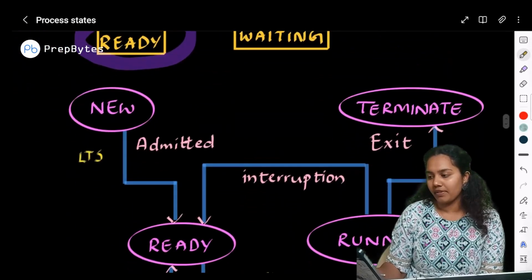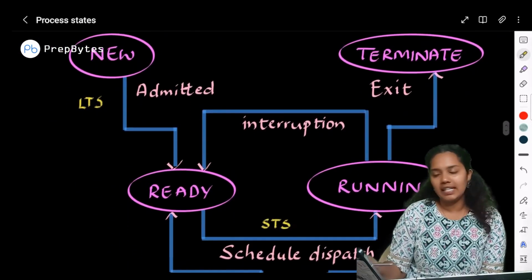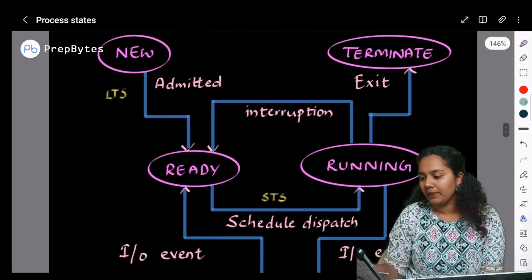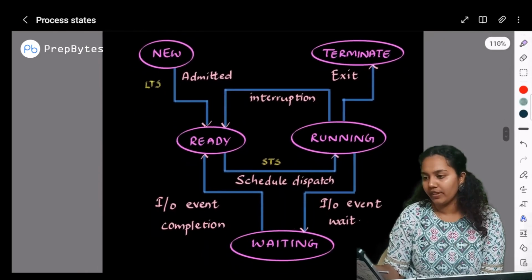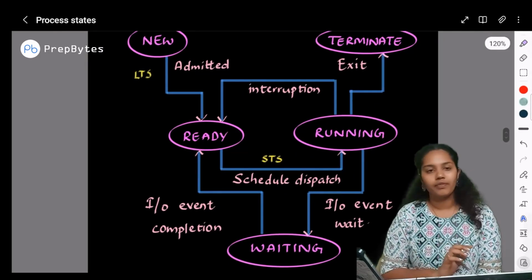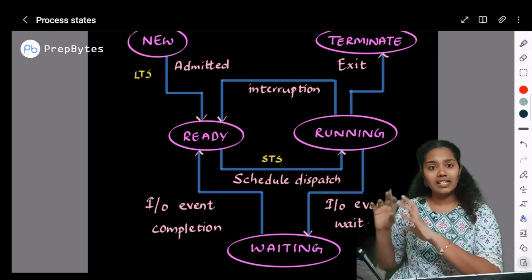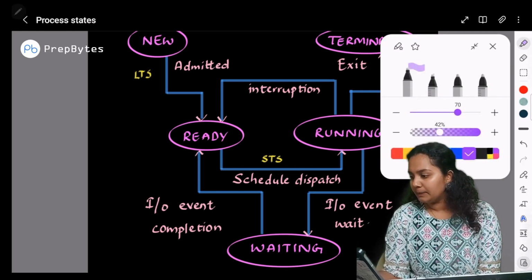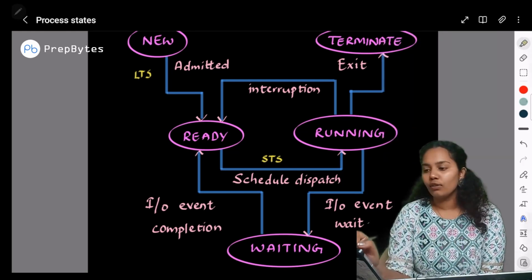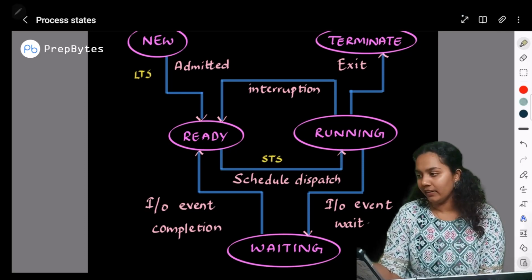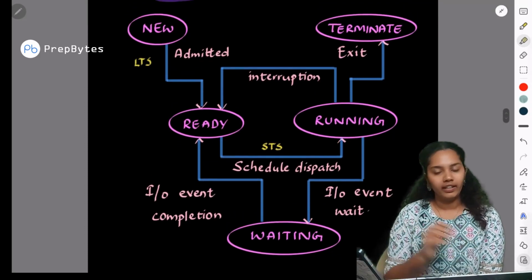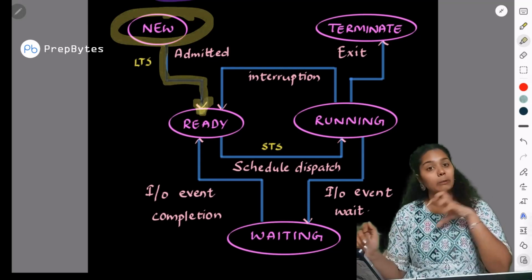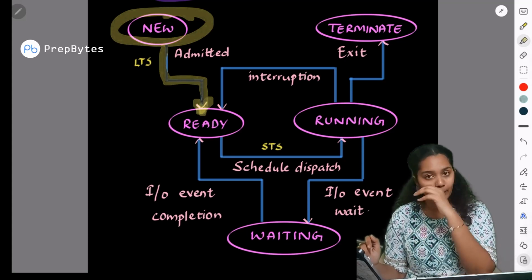Now, how does this happen? You can see the complete block diagram of these states. My process, which is newly created, is here. Now it is generally admitted into the ready state where it will be given all the instructions which it will need.